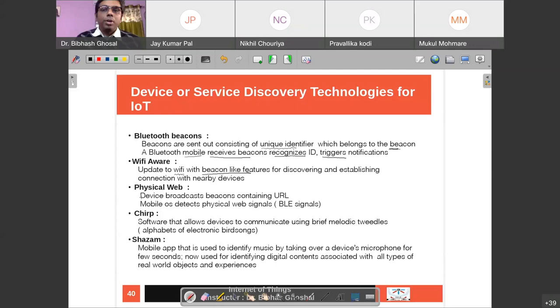Then comes the physical web. That's again a very interesting technique where you have a device that broadcasts beacons, but this time the beacons contain a URL. And if there's any mobile phone that wants to receive that, it detects the physical web signals. From the signal received through the beacon, it will obtain the physical web. What is that? It will get those BLE signals, the Bluetooth signals, which contain information about the device, etc.